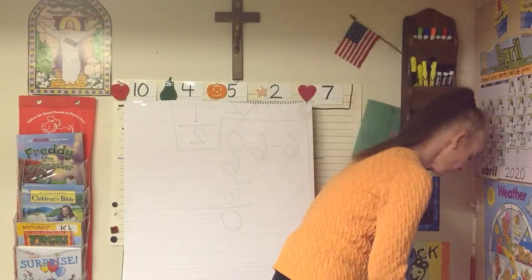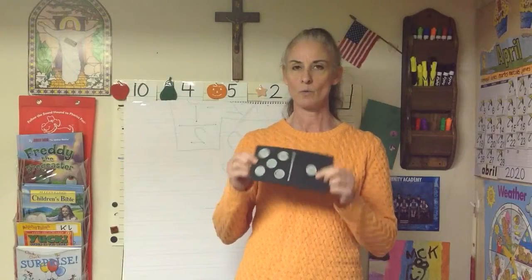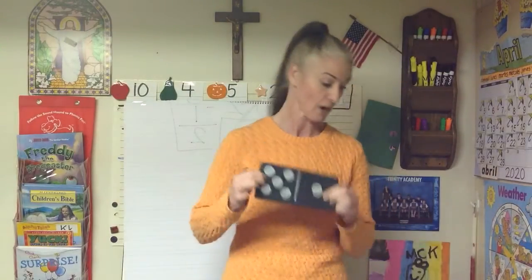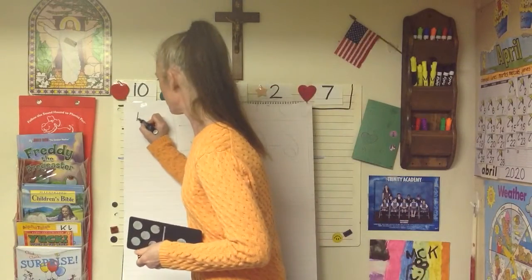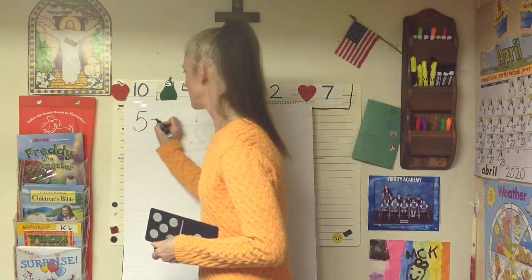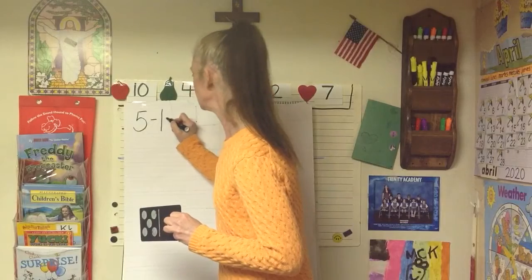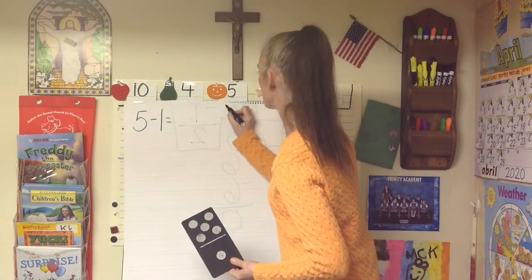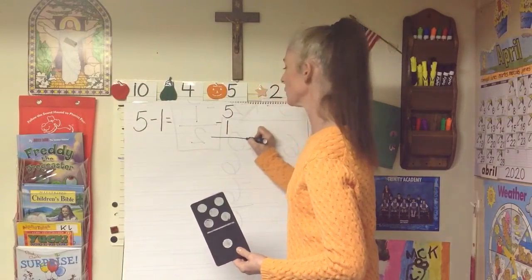Okay. How many on this side? Right, 5. How many on this side? 1. Which number should go first in a subtraction action sentence? Right, the 5. So we'll write it horizontally first. 5. Take away 1 equals. Now I'll write it vertically. 5. Take away 1 equals.